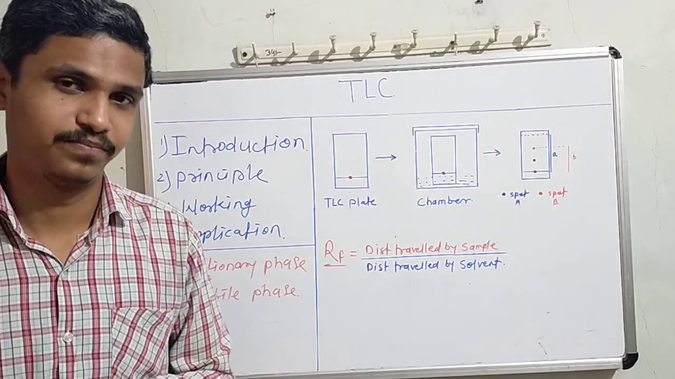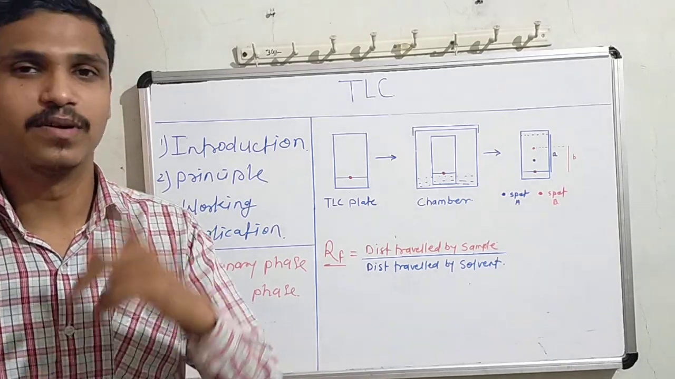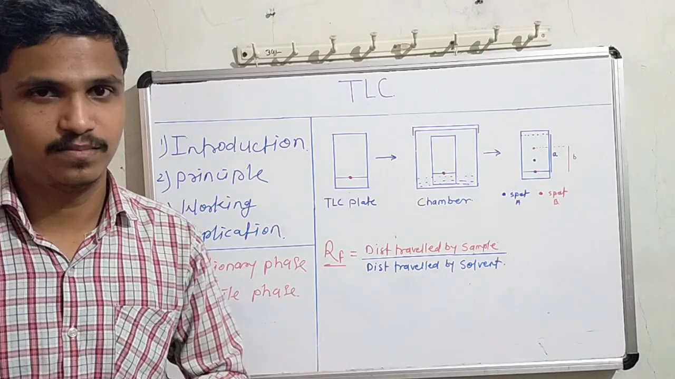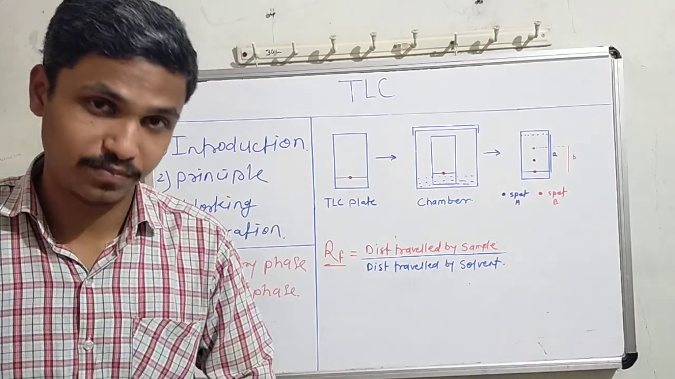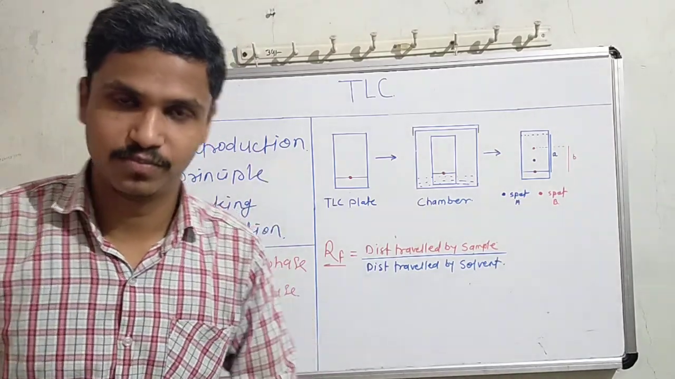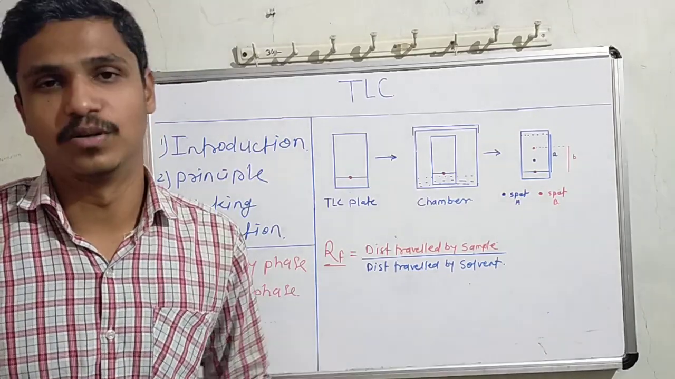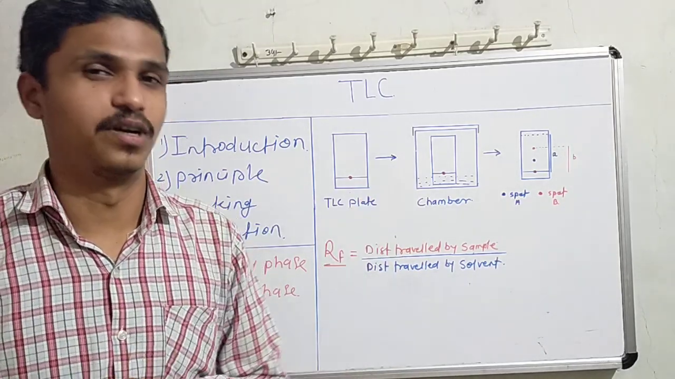So how does it work? For the working there are some requirements. The first requirement is the TLC plate, as I earlier told how it is made up of. Then the second one is the glass chamber. Third is the capillary tube, and fourth is the mixture from which we separate different components.